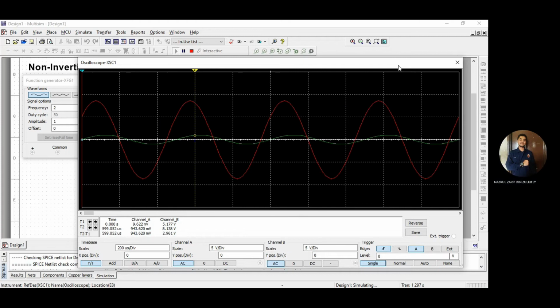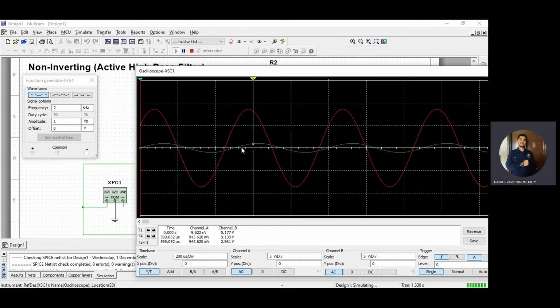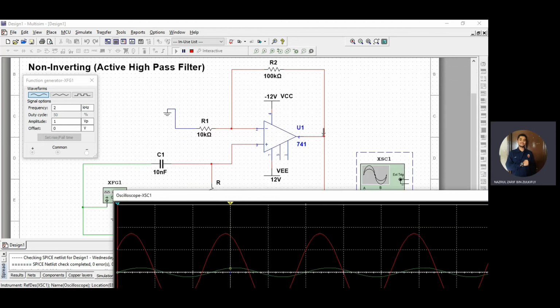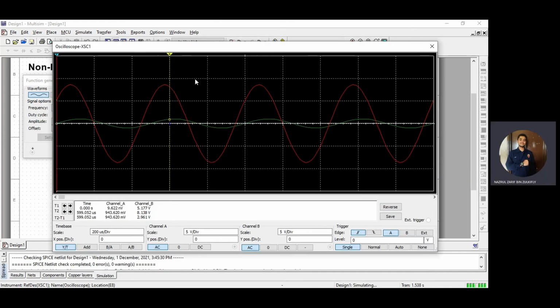Now, the green waveform is the input signal and the red waveform is the output signal. Why? Because you look at the wire. This is the input, the green wire, and this is the output, which is the red wire. So now firstly we will measure the input signal. It is 943.62 millivolt, which is approximate to 1 volt amplitude.